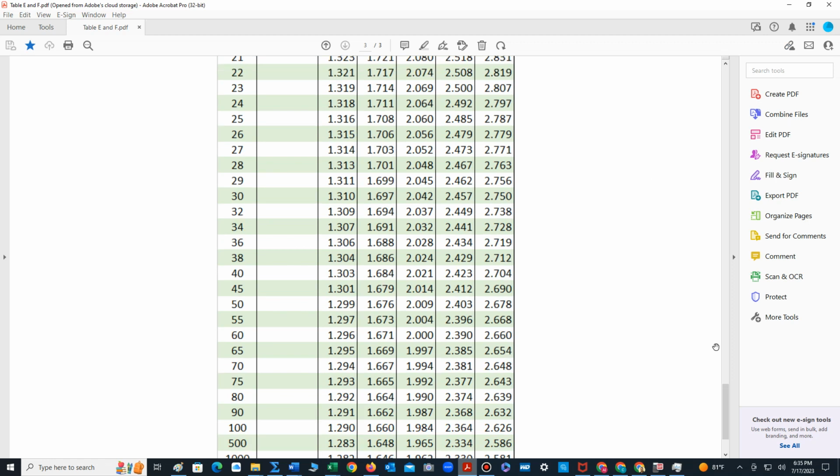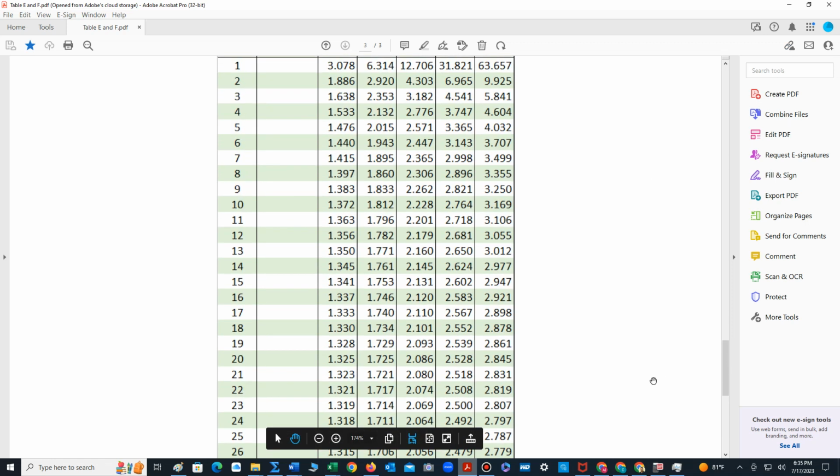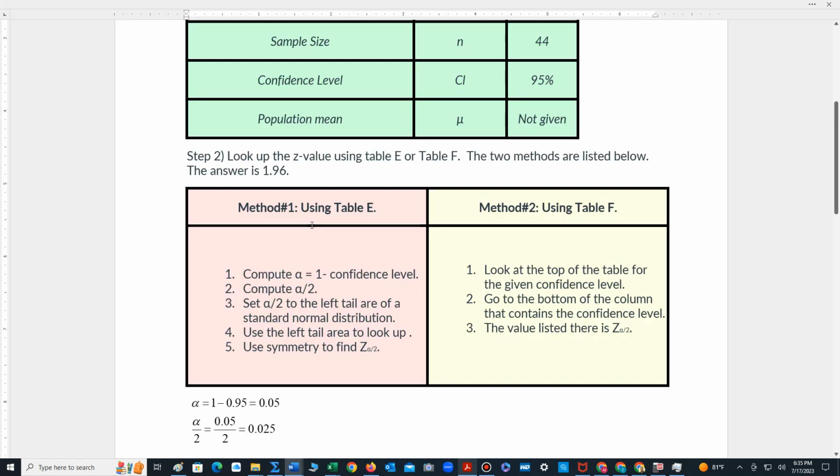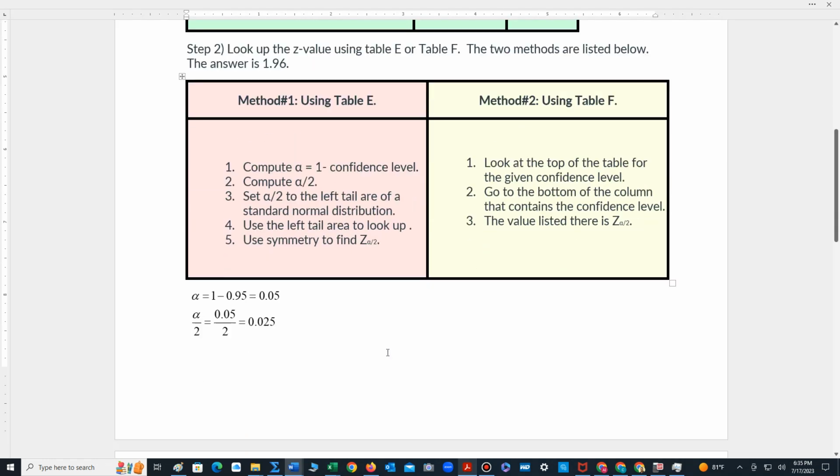Now another method, in case this confidence level is not listed in table F, then there's an alternate method you can use. That's using table E. So this entails first computing alpha. Alpha is 1 minus the confidence level, and I've done the work below here. So 1 minus 0.95 is 0.05. Then we're going to divide alpha by 2. So 0.05 divided by 2 is 0.025.